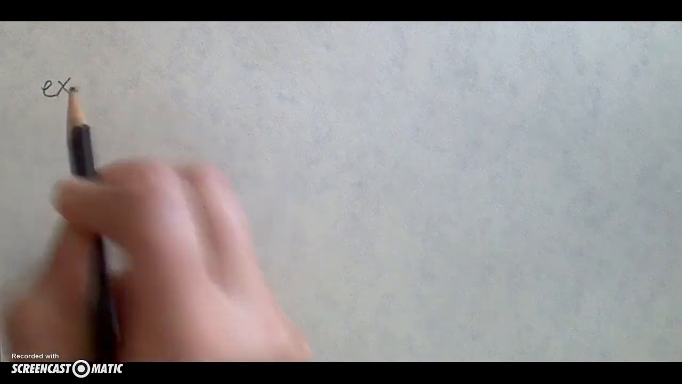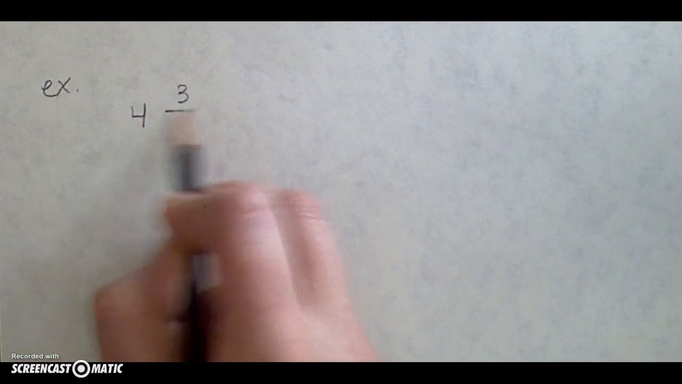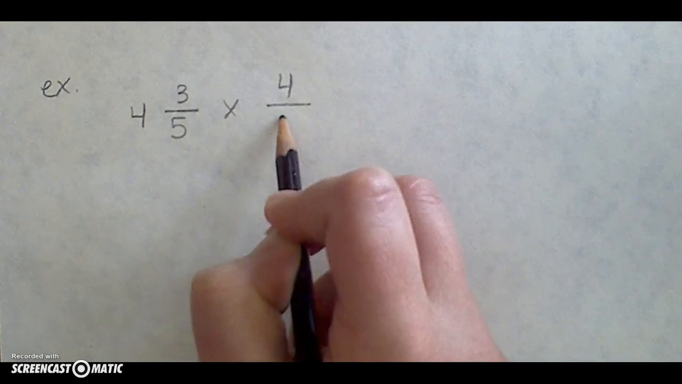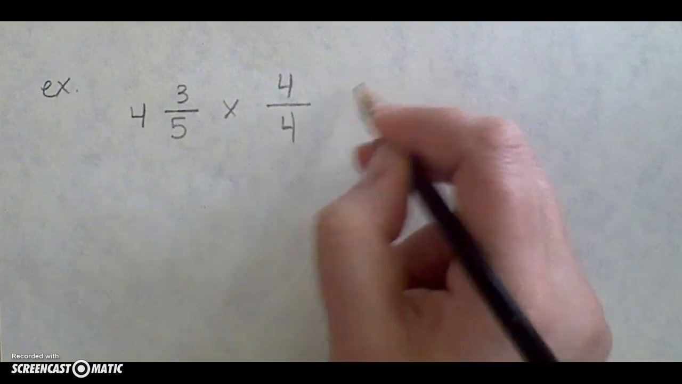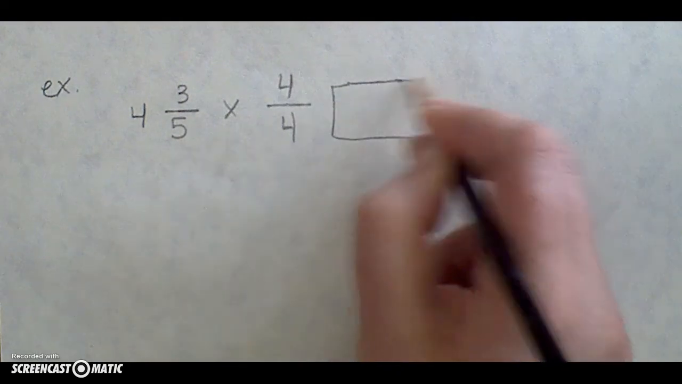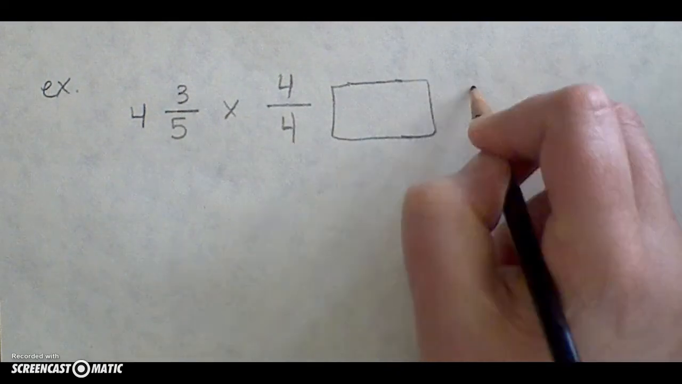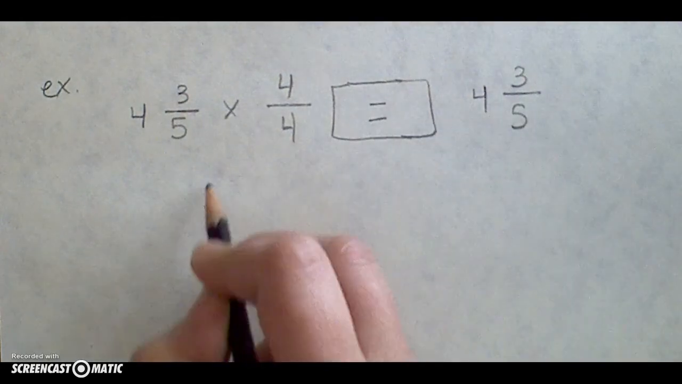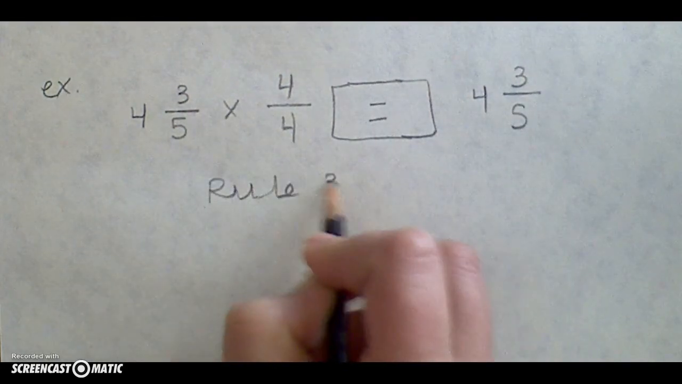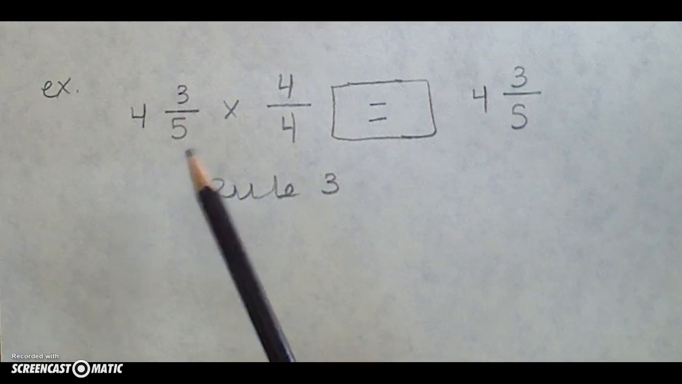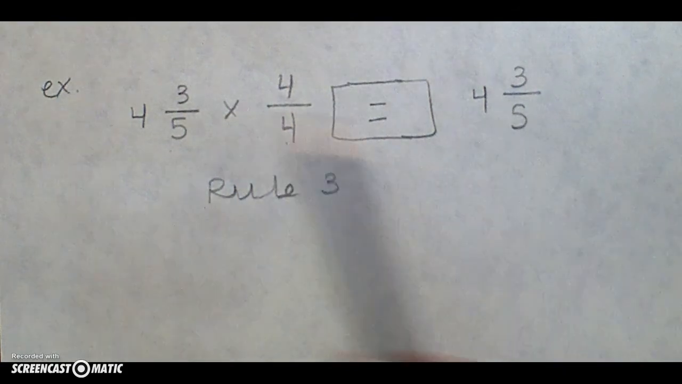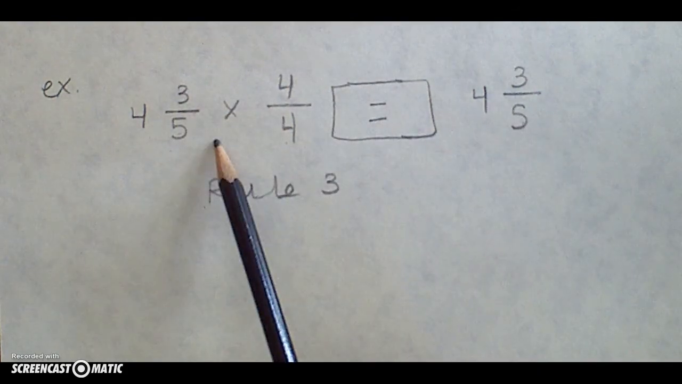And my final example is this: 4 3/5 times 4/4. Is that going to be greater than, less than, or equal to 4 3/5? The answer is equal to, and that's explained to me by Rule 3. We all know that 4 3/5 times 1 is 4 3/5. So obviously these two sides are equal.